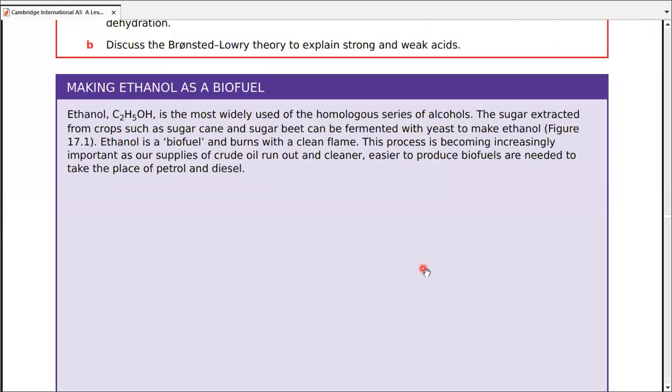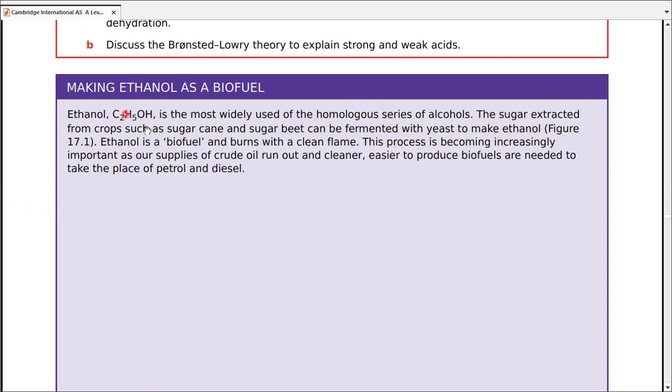All right, so alcohol, chapter 17, making ethanol as a biofuel. This is something that we touched back in IGCSE as a small part of the topic, a possibility, a probability for which some countries on the planet are already doing it, while some do not exactly have the need for it, so they are not going with it yet.